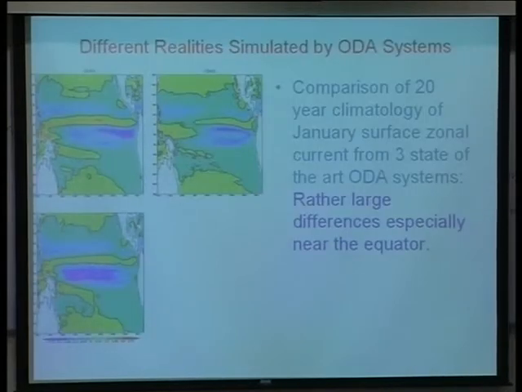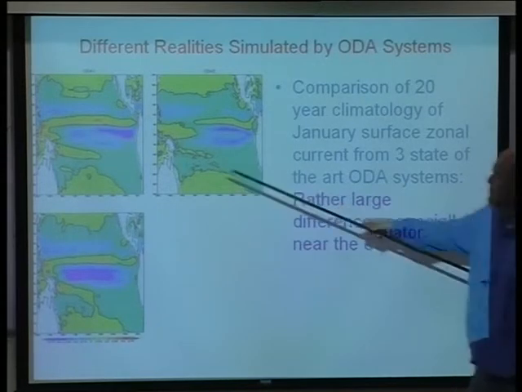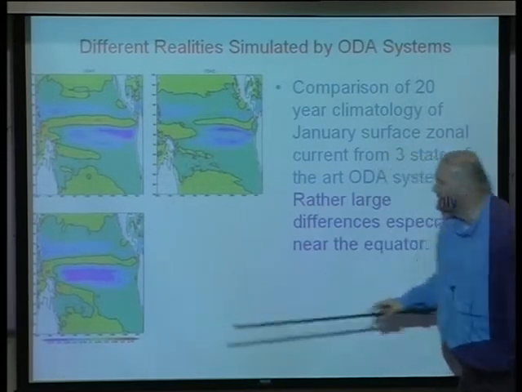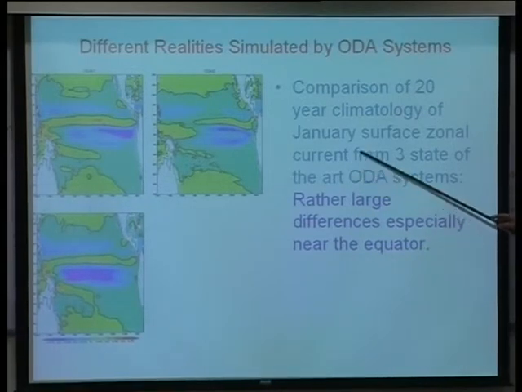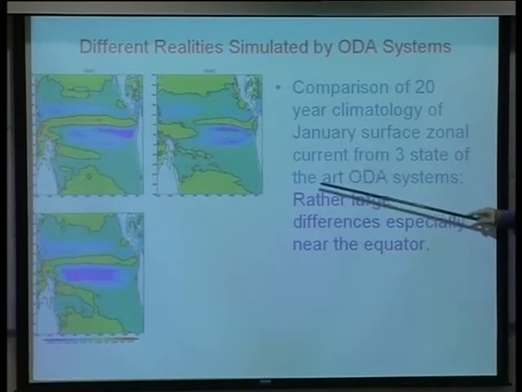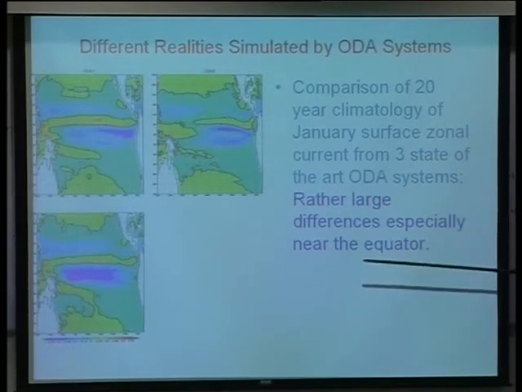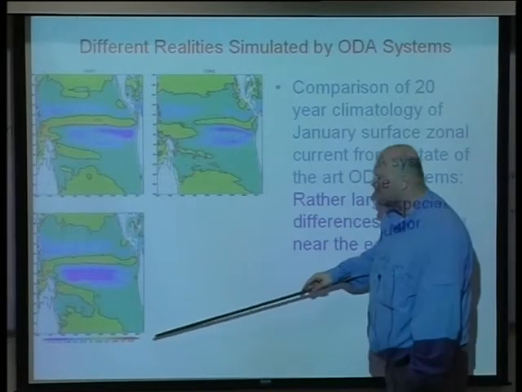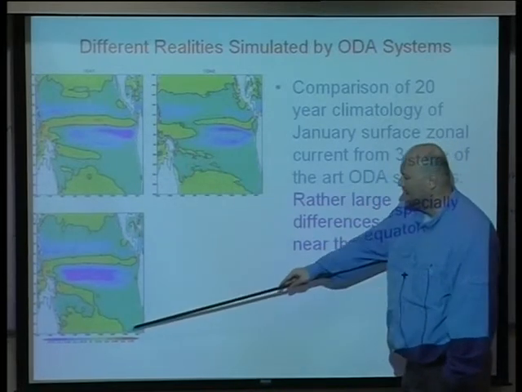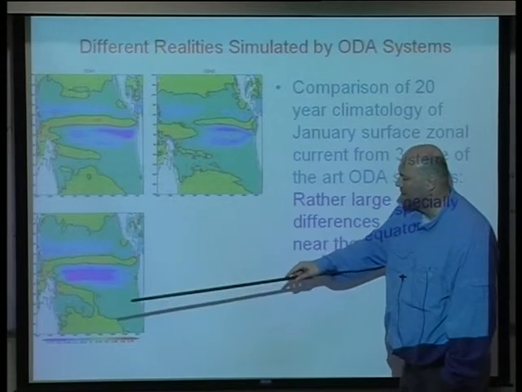So these are labeled in a politically correct way. This is ODA 1, ODA 2, ODA 3. To be honest, I don't even remember what they are. But these are the currents in January, surface currents. This would be the average, let's suppose, over the upper 15 meters. And so the color bars here: the greens through reds are positive, and the aqua to purple are negatives.